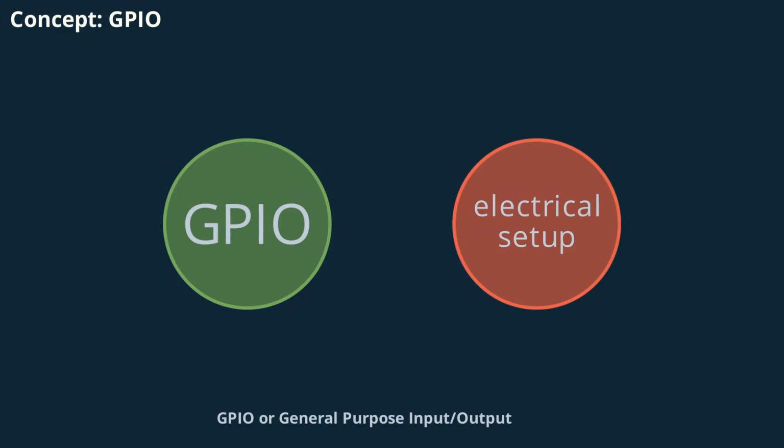GPIO, or General Purpose Input-Output, refers to the configurable pins on a microcontroller that can be used for input or output operations. Mastering GPIO configuration is essential for interfacing with sensors, actuators, and other peripherals. Understanding electrical modes and signal requirements ensures reliable hardware communication.